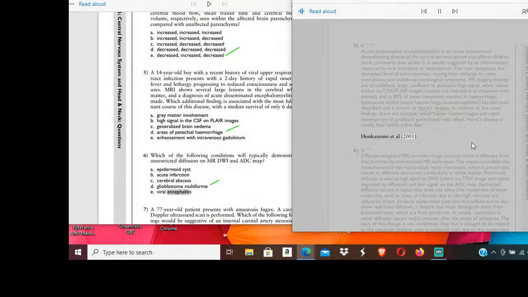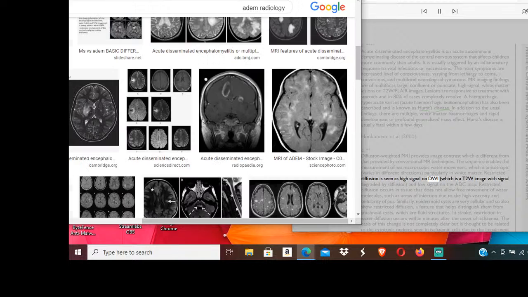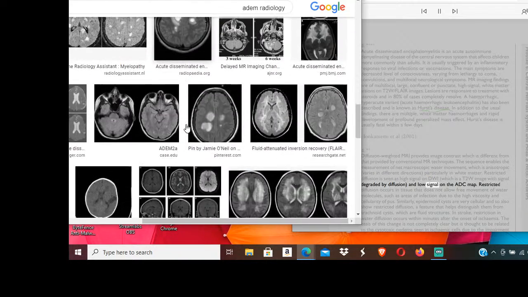6D. Diffusion-weighted MRI provides image contrast which is different from that provided by conventional MR techniques. The sequence enables the measurement of net macroscopic water movement, which is anisotropic, varies in different directions, particularly in white matter. Restricted diffusion is seen as high signal on DWI, which is a T2W image with signal degraded by diffusion, and low signal on the ADC map.